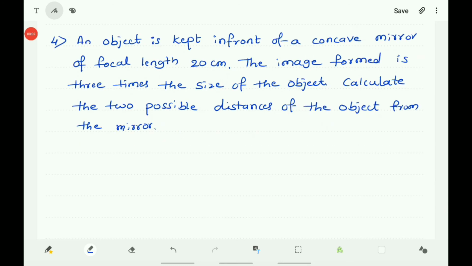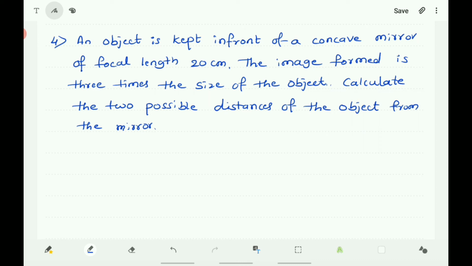The fourth question: an object is kept in front of a concave mirror of focal length 20 centimeter. The image formed is 3 times the size of the object. Calculate the two possible distances of the object from the mirror. Here the focal length of the concave mirror is given, and it is given that the size of the image is 3 times the size of the object. And here we have to find out the object distance in two cases.